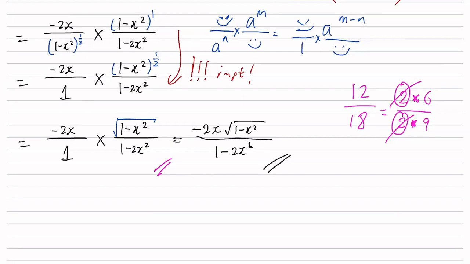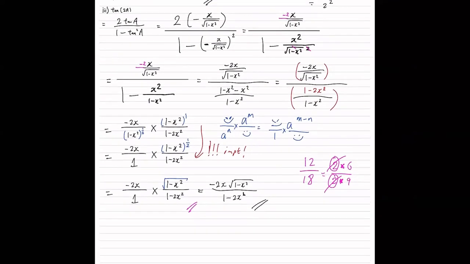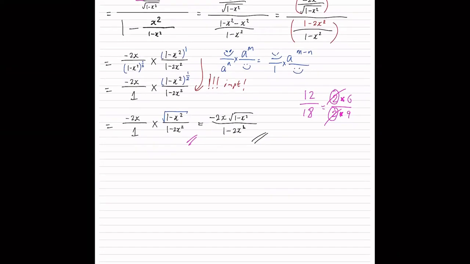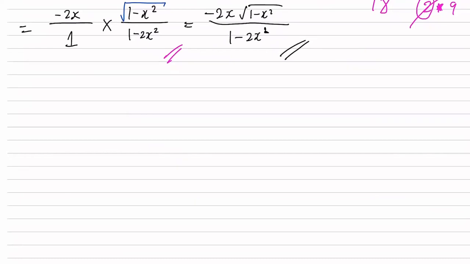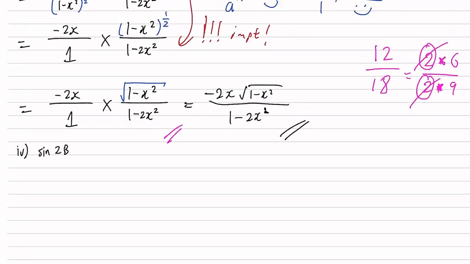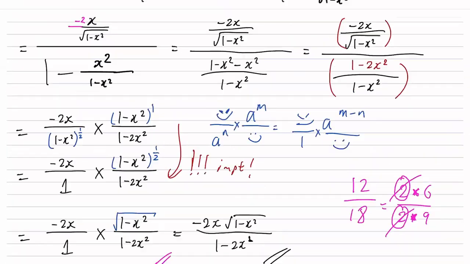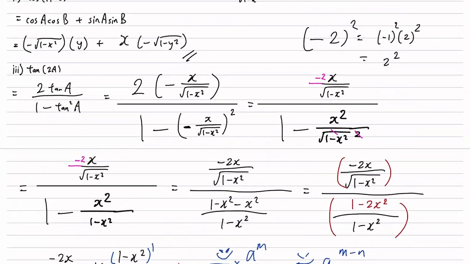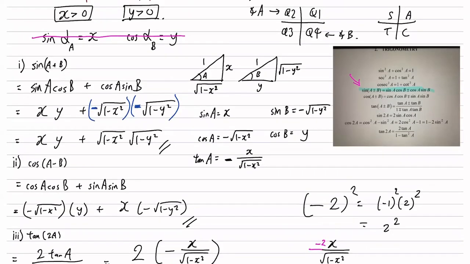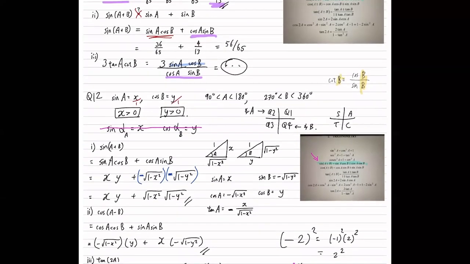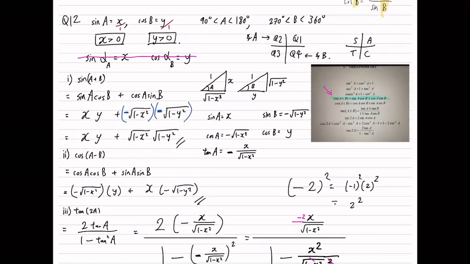Okay, that is the answer for part 3, tangent 2a. Then you proceed with part 4 and part 5. It's just spamming with all the double angles of sine 2b, cosine 2b, and they change it up to angle b. So let's proceed. Part 4, sine of 2b. Now recall the things we have discovered so far. We got sine A, cos A, tangent A, we got sine B, cosine B. Now we are trying to expand sine 2b.